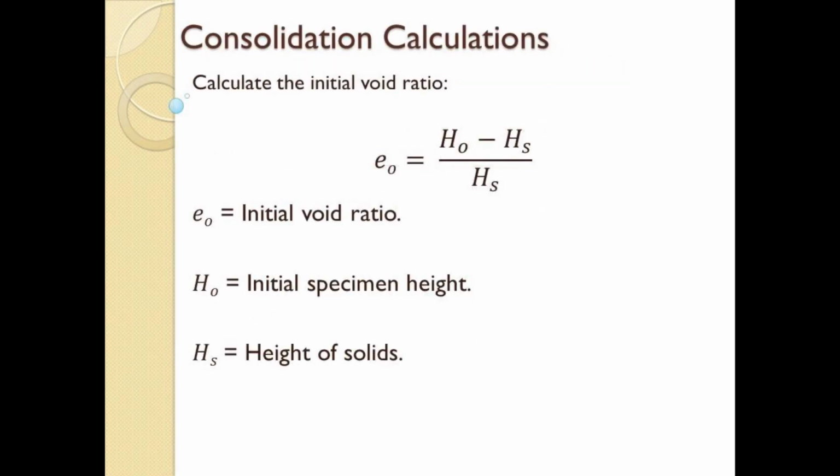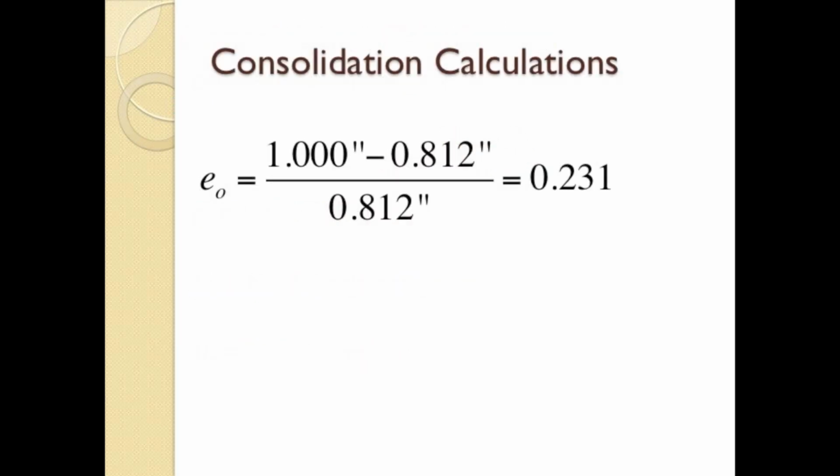The initial void ratio is then calculated based on one-dimensional consolidation theory. The initial void ratio is the initial specimen height minus the height of the solids, all divided by the height of the solids. Since the height of the ring is 1 inch and the height of the solids was calculated to be 0.812 inches, the initial void ratio is computed to be 0.231. Therefore, the initial specimen was composed of 23.1% voids based on one-dimensional consolidation theory.